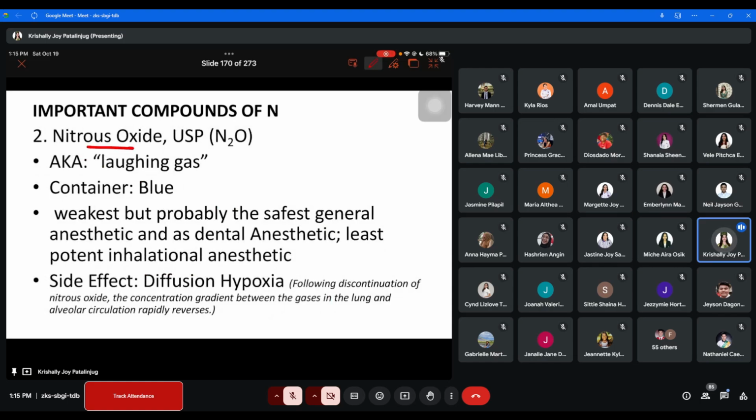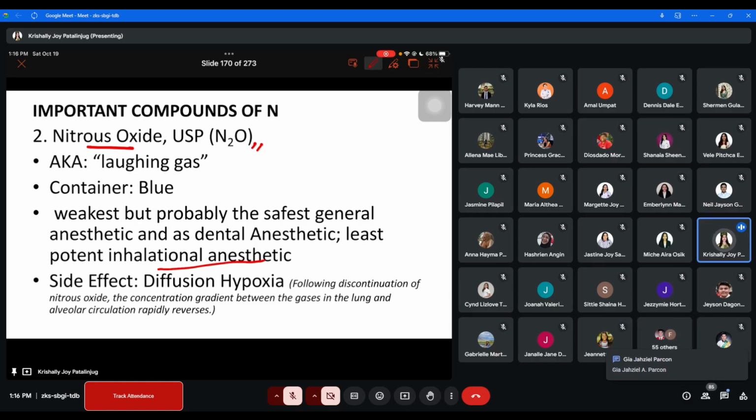Ito, I know you are familiar with nitrous oxide, USP. This is the chemical formula. This is also known as laughing gas. Tawag sa kanya laughing gas kasi this inhalational anesthetic, once it is inhaled, it can produce a feeling of euphoria sa tao. Nagkakaroon ng relaxation effect siya sa tao. And that could lead to spontaneous laughter sa tao. Diba? Pag euphoric, yung sense of feeling ng tao, more on sa positive na mood siya. Okay, so spontaneous ngayon yung laughter. Kaya laughing gas din yung other name niya.